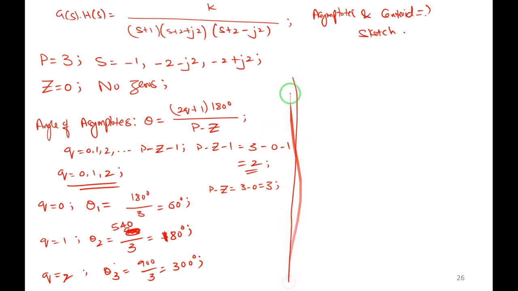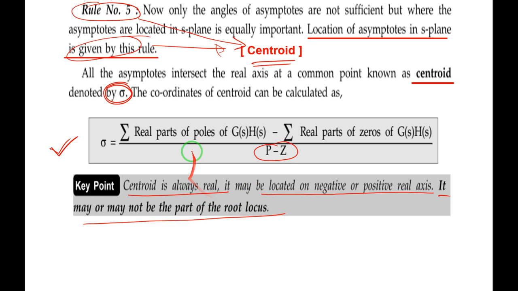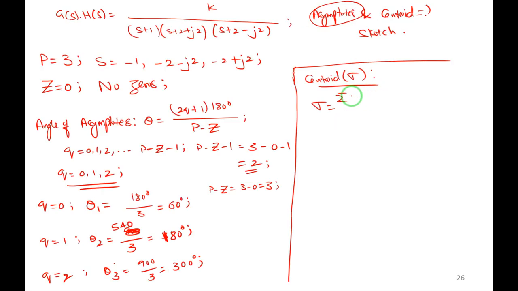Over. Next, asymptotes is over. Next we will calculate the centroid. That we denote by sigma. What is the formula? Sigma is equal to the sum of real parts of open loop poles minus the sum of real parts of open loop zeros, divided by p minus z. This is the formula, right?